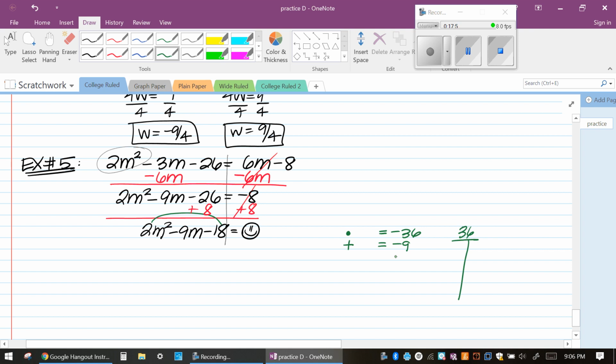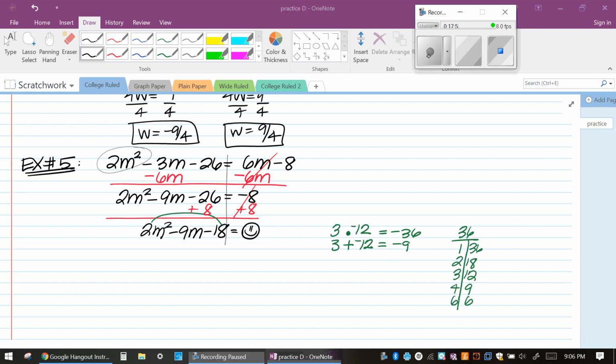Pause the video now. Okay, the two factors that you have to use are 3 and negative 12. Because the leading coefficient is not a 1, I need to factor this by splitting the middle term using the two numbers that you found, positive 3 and negative 12. Put an m on both of them.